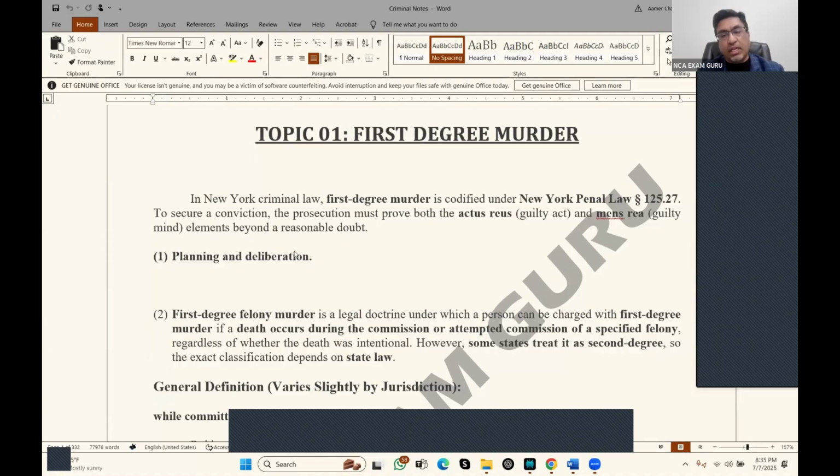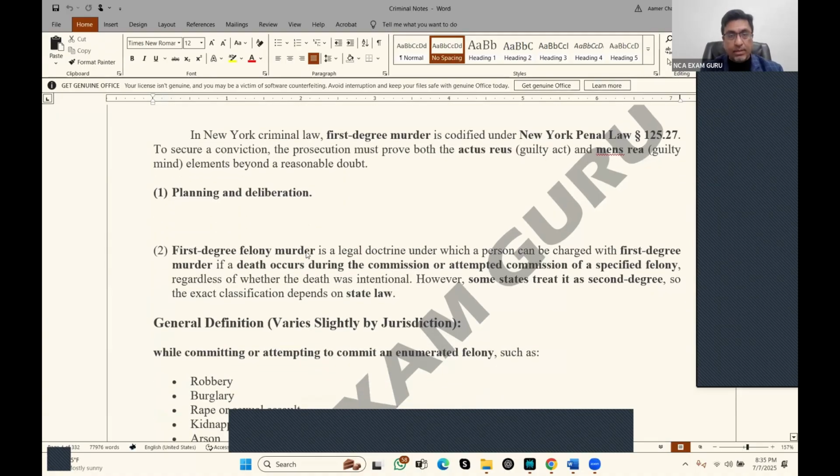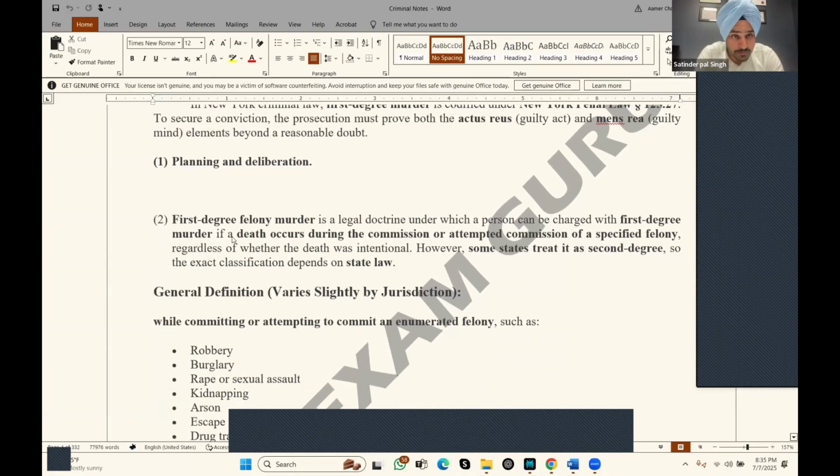So this is planning and deliberation. Second step for first degree murder is called the felony murder rule. What is the felony murder rule?